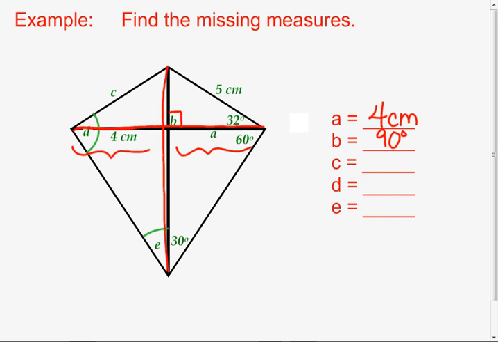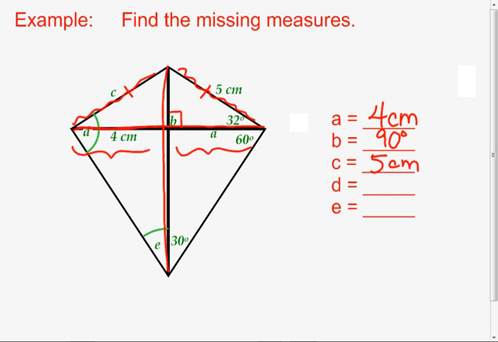What else do we know? Side C. Well, I know also that we have these consecutive sides congruent. This side's congruent to this one. So C is the same as this 5 centimeters. Let's not make this hard. It's easy. What appears to be true generally is true.